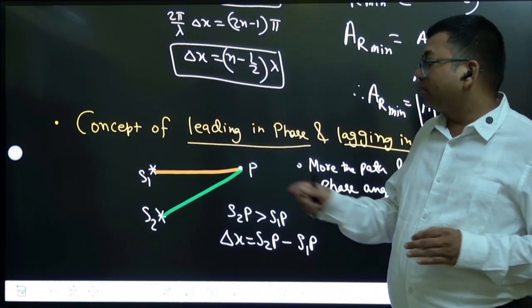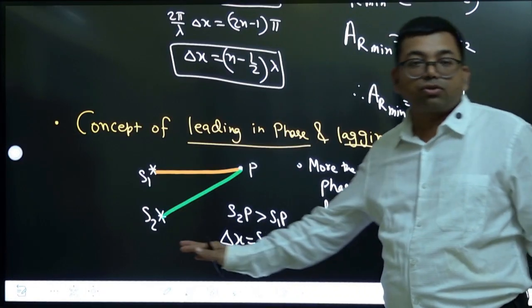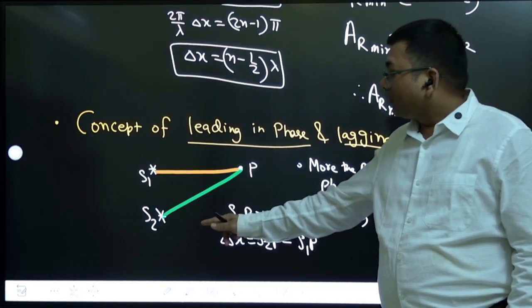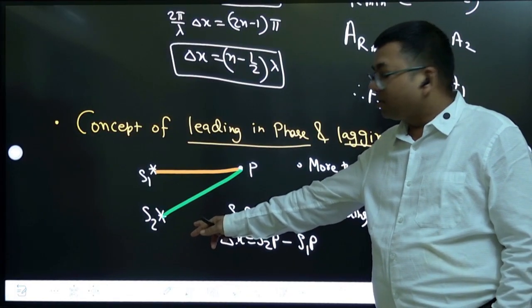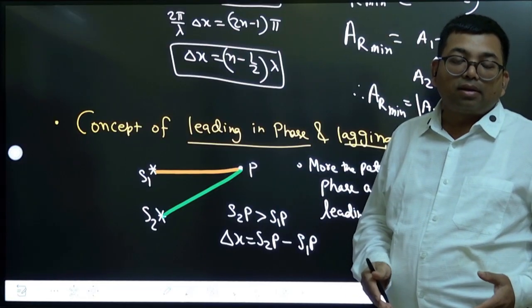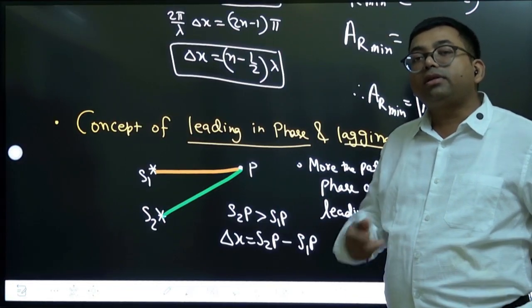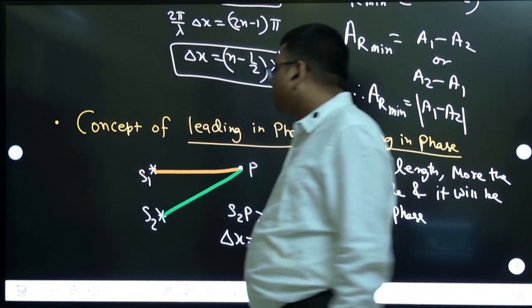So that's the important thing. The more the path length, suppose the S2 path is more, that means the wave coming from S2 will be leading. That wave will be leading.